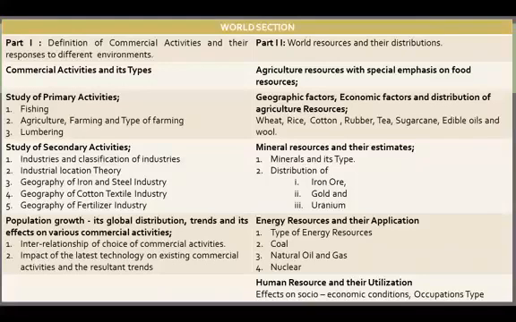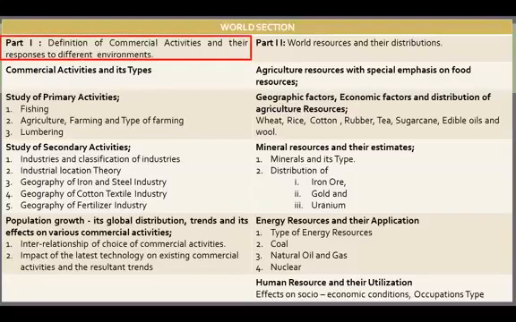So, course outline, commercial geography part 2. Here is the course outline of the first section. As we already know, the course covers two sections, the world section and the geography of Pakistan. So here is the world section. Part 1, definition of commercial activities and their responses to different environments. This is the part from which questions will come in your examination paper. Commercial activities and their types is a very important topic, and the first topic of our course.